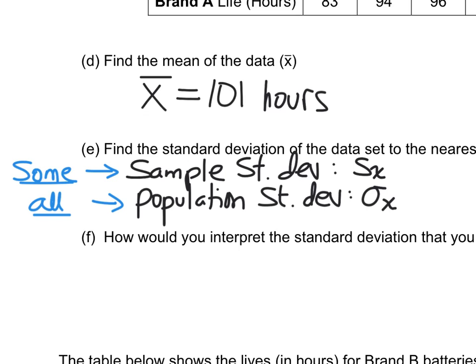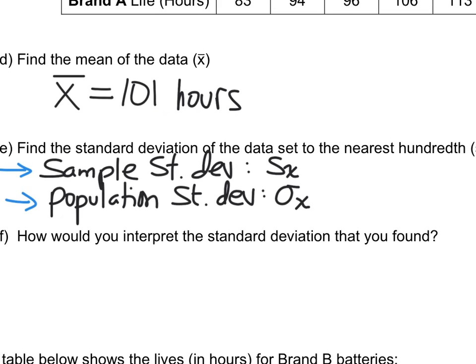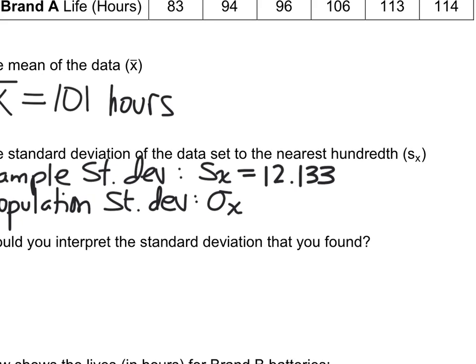So anyway, what you have to do is decide whether you're dealing with a sample or a population, and then choose the appropriate standard deviation. So which one's appropriate here? Oh, sample. How do we know that? This says hours, right? Good point.